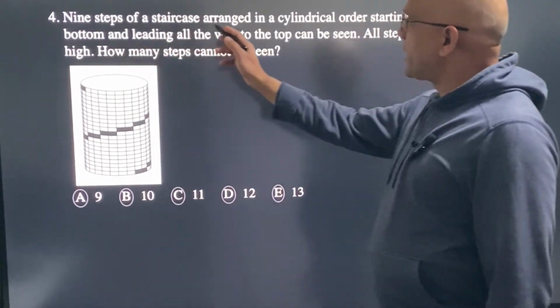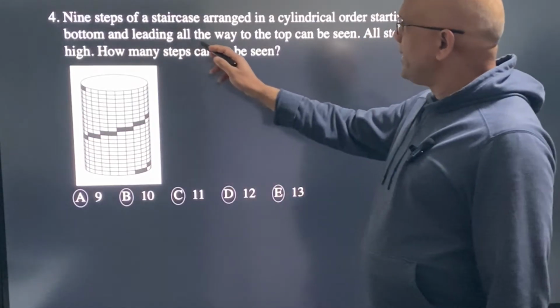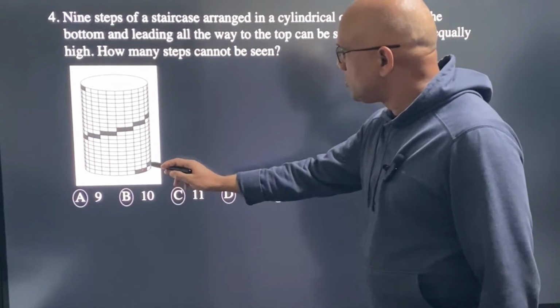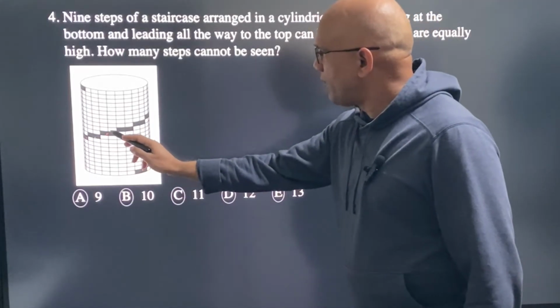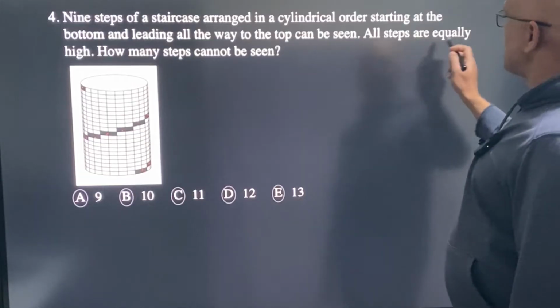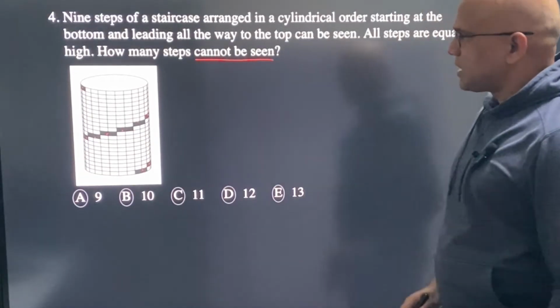9 steps of a staircase arranged in a cylindrical order starting at the bottom and leading all the way to the top can be seen. Alright, so 1, 2, 3, 4, 5, 6, 7, 8, 9. 9 can be seen. All the steps are equally high. How many steps cannot be seen?